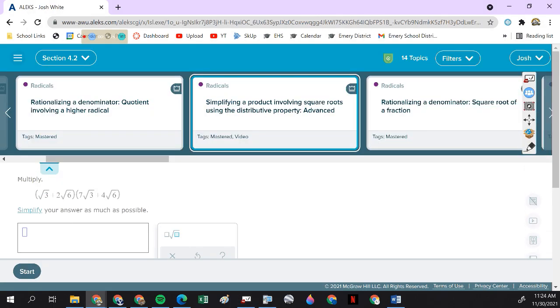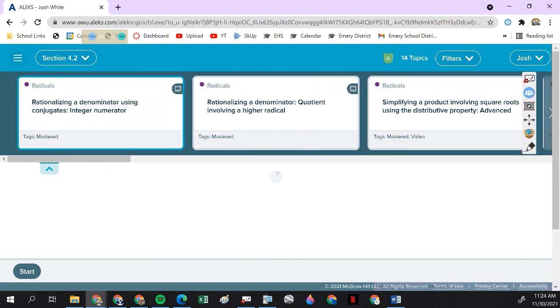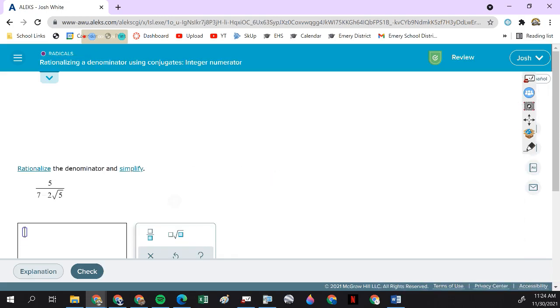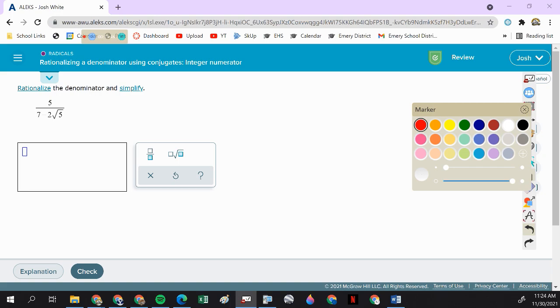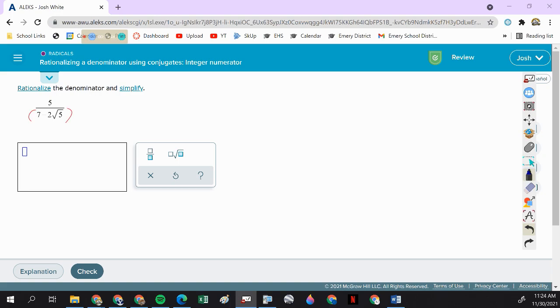All right, lastly, we have this. Here is a fraction with a square root in the denominator, but the square root is not by itself this time. There are actually two terms in there, 7 and negative 2 root 5. So the only way to simplify this is to multiply the bottom by its conjugate. Do you guys remember what conjugates are?